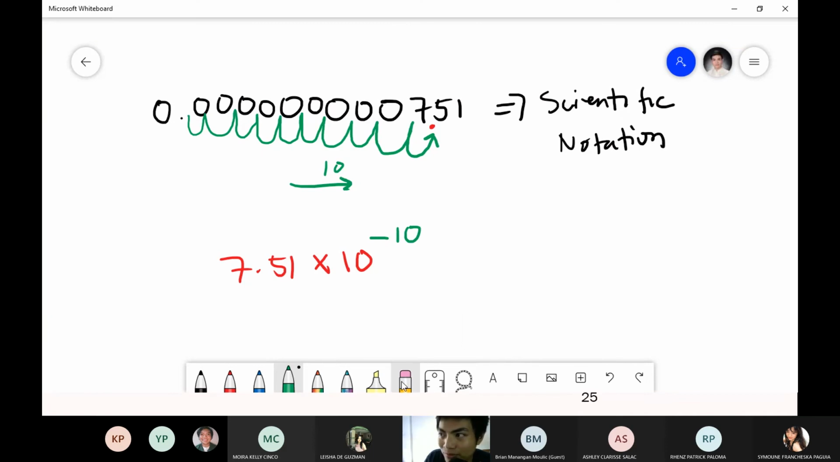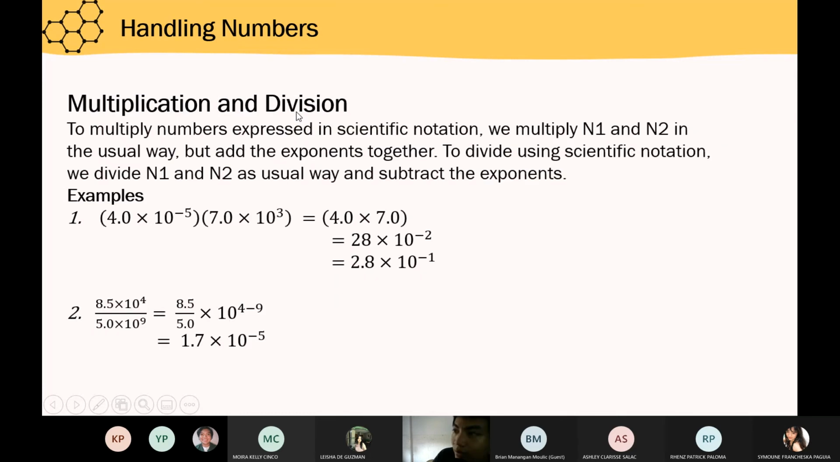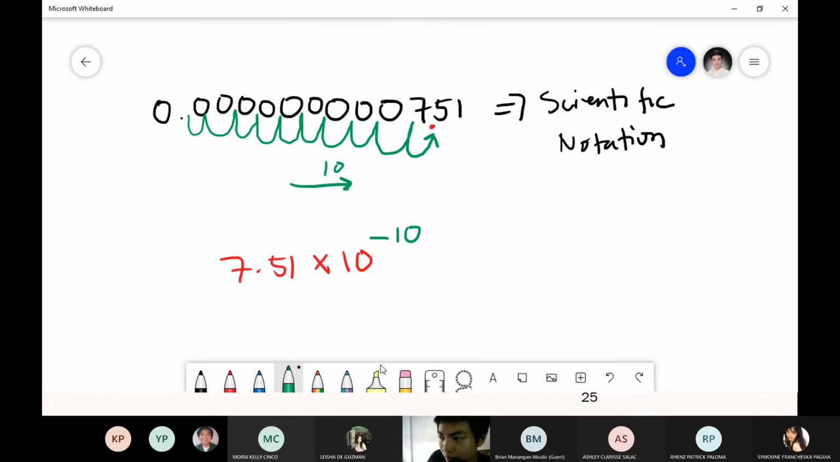Paano tayo mag-add and subtract, no? So in order to add and subtract scientific notations, ganito lang. To add or subtract using scientific notation, write each quantity with the same exponent n. Ano meaning ng same exponent? Kung magkaiba sila ng exponent, pagpaparehasin mo pa. Okay? Pero kung same na sila ng exponent, kopyahin mo na lang. Okay? So, I'll go with specific examples. Babalik ako sa aking whiteboard.